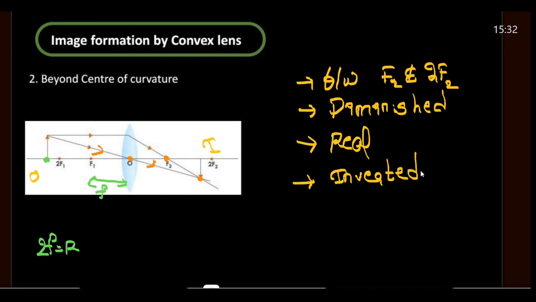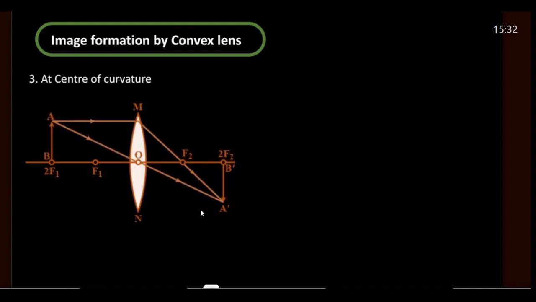So these are the characteristics of the image formed by the convex lens when we place the object beyond center of curvature. Now, the third case is that when we place the object at its center of curvature, or 2f1, right? So from point A, here we have considered two incident rays. One is going through the optical center and another is going parallel to the principal axis, as we can draw these lines from the behavior of rays.